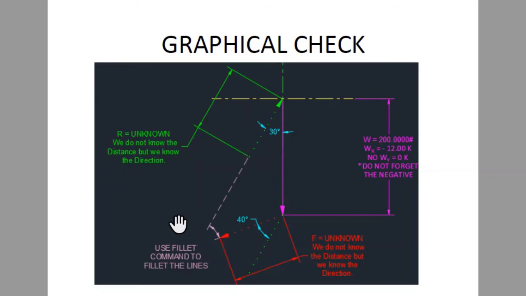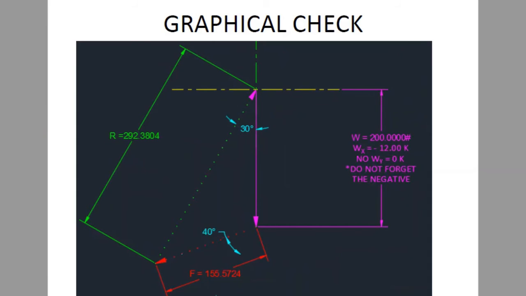The last thing to do is to use the fillet command and fillet the lines. Here we see, once we've filleted the lines, that R is equal to 292.3804 and F is equal to 155.5724. It very closely matches the answers we got. This is because we are constantly rounding up or down to the nearest either 2 decimals or 3 decimals or 4 decimals.